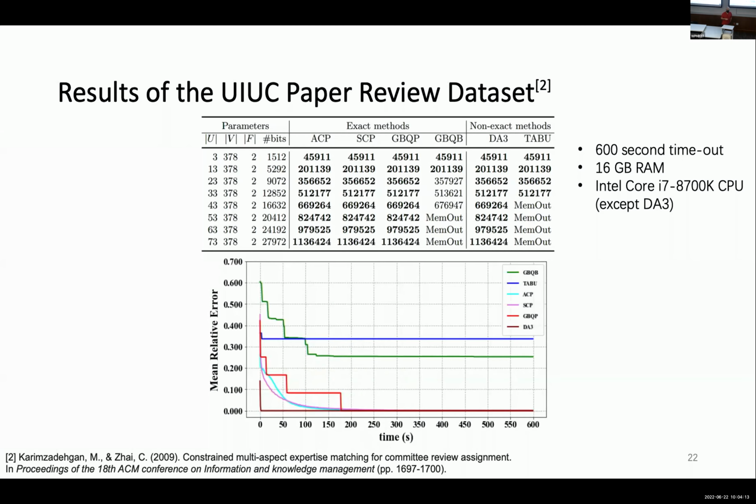So what we've done is massively expanded the feature space. Okay, this is the number of binary variables that are in the QUBO model. And what we're doing here is we're looking at mean relative error. And you can see DA3 finds the best solution we've found on all of these.